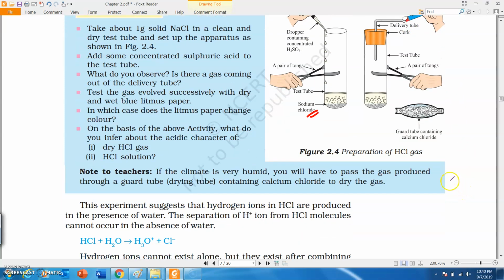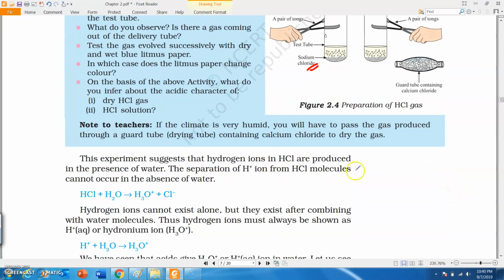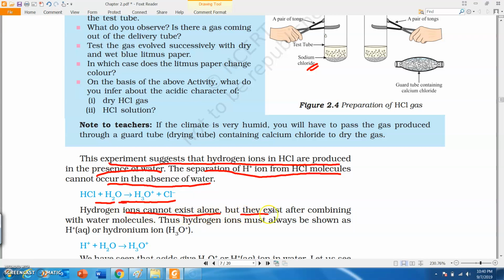This experiment suggests that hydrogen ions in HCl are produced in the presence of water. The separation of hydrogen ion from HCl molecule cannot occur in the absence of water. That means HCl जो है उसमें अगर हम वाटर का रिएक्शन देखें तो हाइड्रोनियम आयन और क्लोराइड आयन बनते हैं. तो दिस इज कॉल्ड हाइड्रोनियम. हाइड्रोजन आयन कैन नॉट एग्जिस्ट अलोन बट दे एग्जिस्ट आफ्टर कंबाइनिंग विद वाटर मॉलिक्यूल.